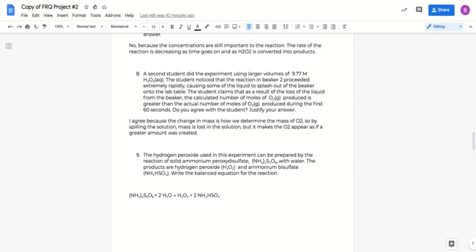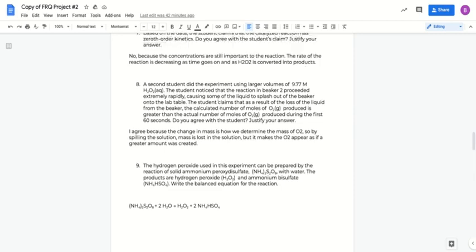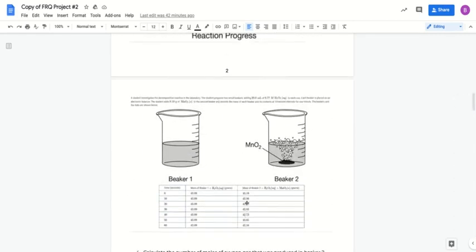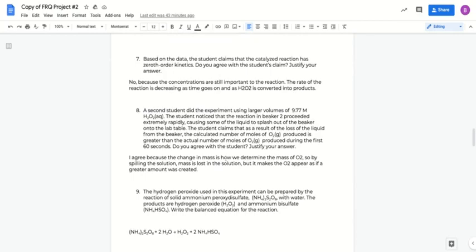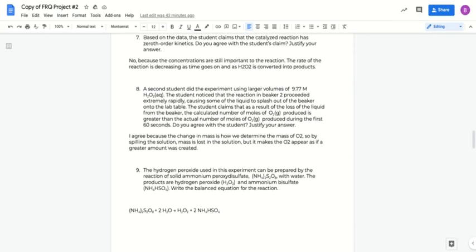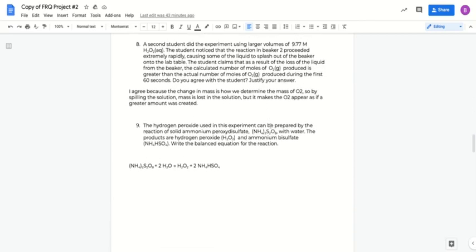The 8th question asks about a student who did something, and as a result, the mass measurements that they got are not accurate. Because we use those mass measurements of the beaker to calculate the amount of O2, that loss means that the results created are actually not accurate. So it would distort the results.